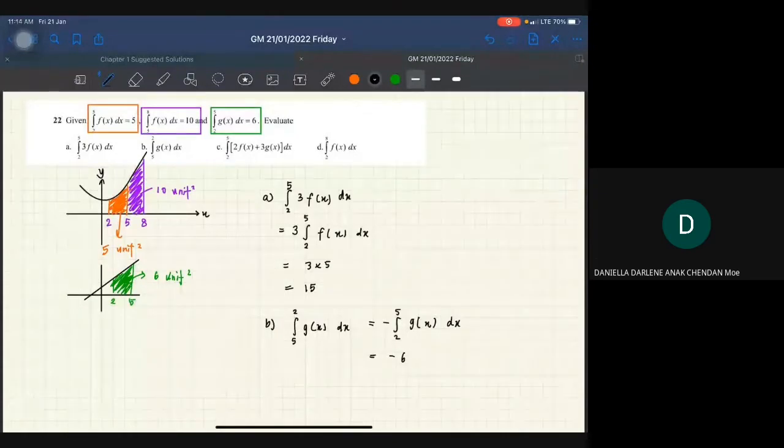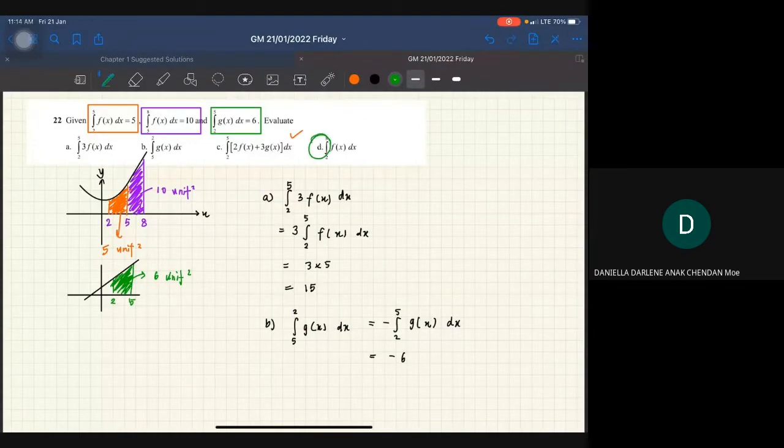Okay, so untuk C saya rasa okey, tak ada masalah. Okay, saya lompat terus pergi bahagian D. Bahagian D. Okay, so untuk yang D, dia minta kita daripada 2 sampai 8. And then function kita is f(x) dx. Okay, so kalau kita tengok dekat sini, kita tak ada straight from 2 sampai 8. 2 sampai 8 ni kita tak ada.